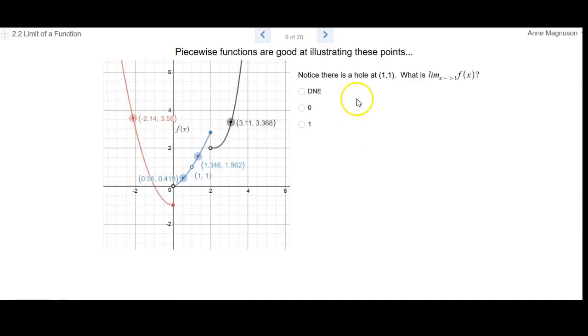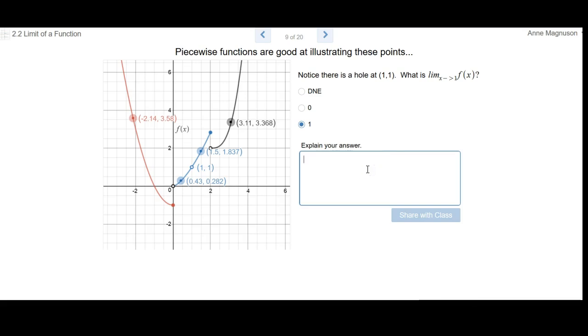Here's another example. There's a hole in this example at the point (1, 1). So what's the limit as x approaches 1? Well, as x approaches from the left, the y values seem to be approaching 1, and from the right they are getting smaller and smaller and seem to be approaching 1. Since those one-sided limits both exist and are equal to 1, then the limit for f of x approaching 1 must be 1.